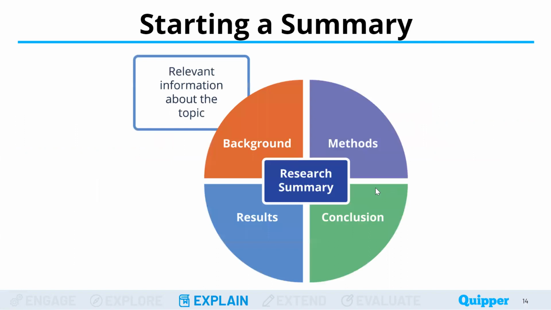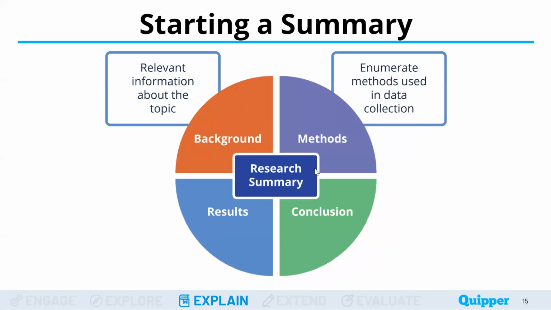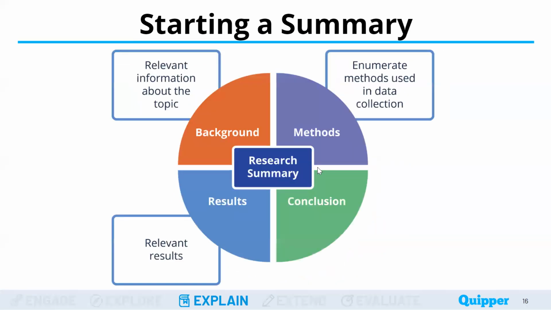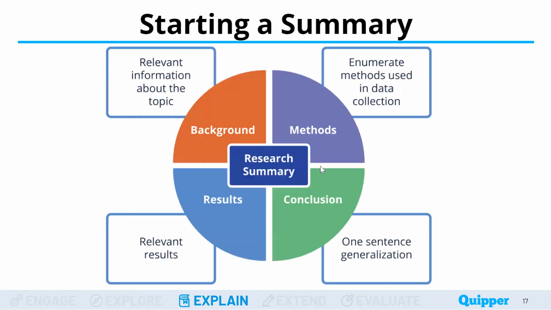Research summary. Okay, so for a research summary, the parts are the background, the result, the methods, and then the conclusion. For the background, relevant information about the topic. Methods, enumerate the methods used in data collection. Sa result naman, relevant result na pwede nating pagbasihan or pwede nating i-compare sa magiging result natin. And then in conclusion, one sentence generalization.